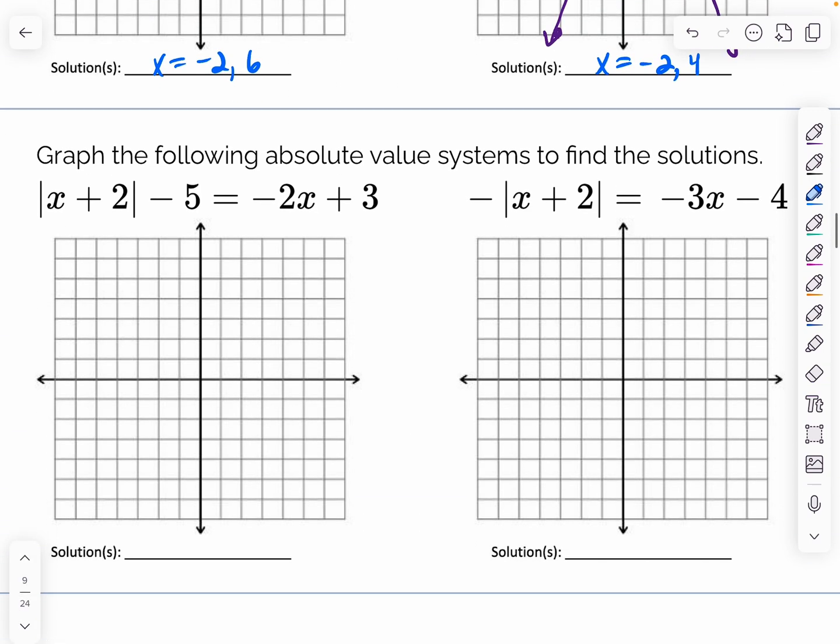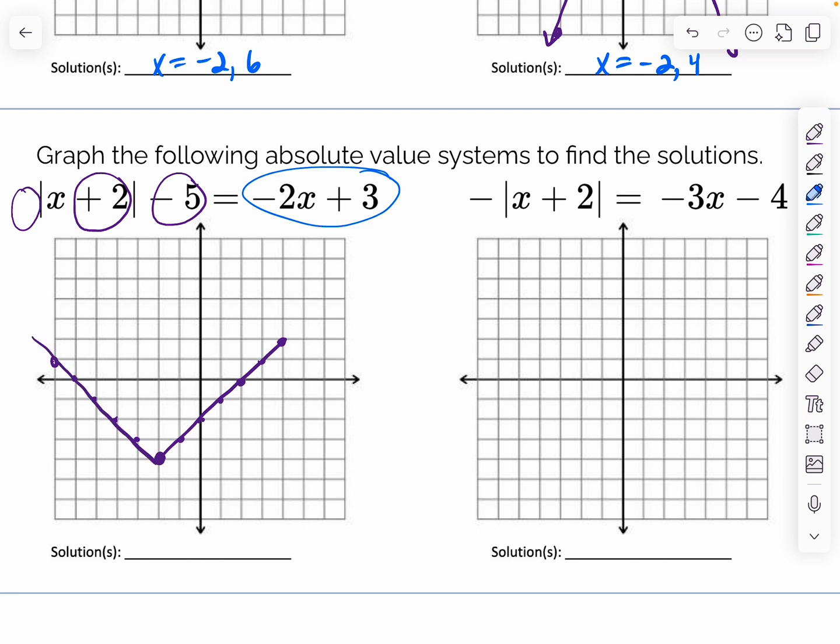Okay. Last two we have here, the absolute value is going to follow the same rules we were doing. And then on the other side, we do have more of a diagonal line instead of a horizontal line. So let's graph our absolute value first. This is going to tell us left 2 and down 5. There's no negative in front, so we're going to be graphing it up. There's no stretch or compression, so we're just going to go up 1 over 1 in both directions.